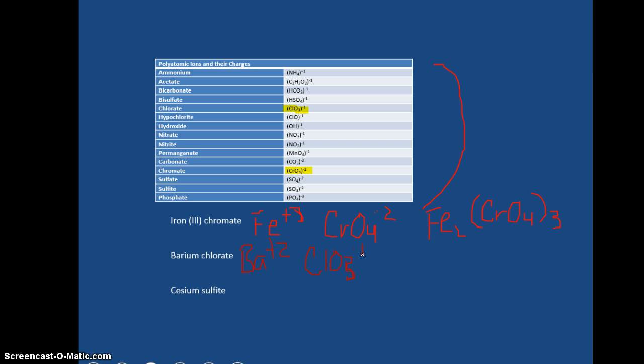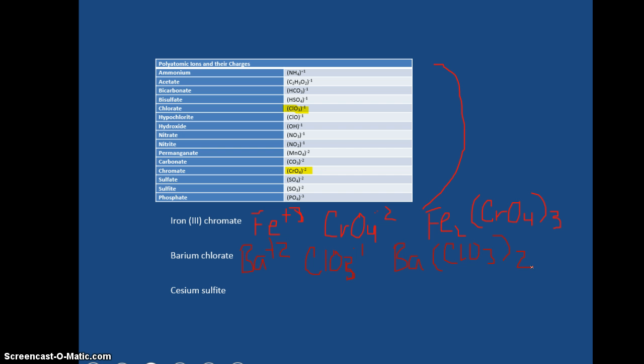We don't have to worry about crossing the 1 over, but we have to cross the 2 over. So once again, we're crossing a 2 over to a polyatomic ion. So we're going to have our Ba. That does not need a subscript because the chlorate had a 1. The ClO3 is going to get a subscript behind it, so we need to put the ClO3 in parentheses and a 2. That means we need to have 2 chlorates.